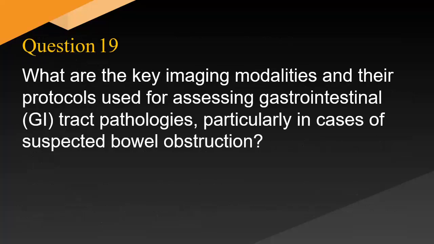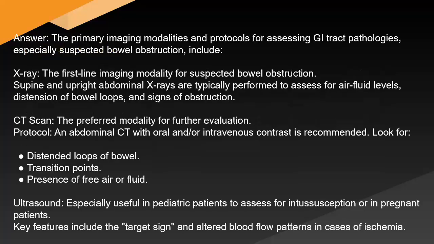What are the key imaging modalities and their protocols used for assessing gastrointestinal (GI) tract pathologies, particularly in cases of suspected bowel obstruction? Answer: the primary imaging modalities and protocols for assessing GI tract pathologies, especially suspected bowel obstruction, include X-ray, the first-line imaging modality for suspected bowel obstruction. Supine and upright abdominal X-rays are typically performed to assess for air fluid levels, distension of bowel loops, and signs of obstruction. CT scan, the preferred modality for further evaluation.